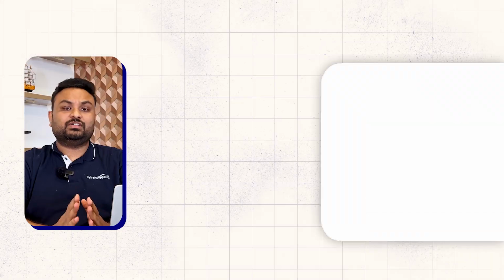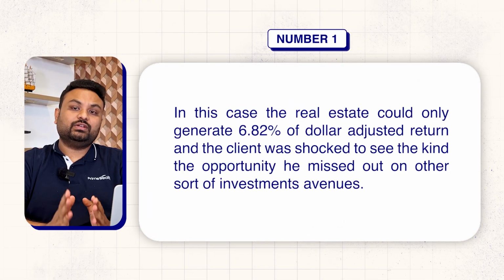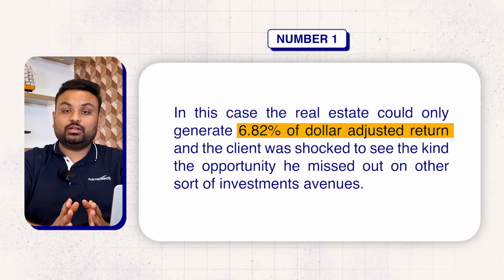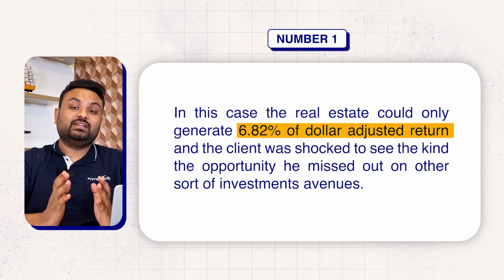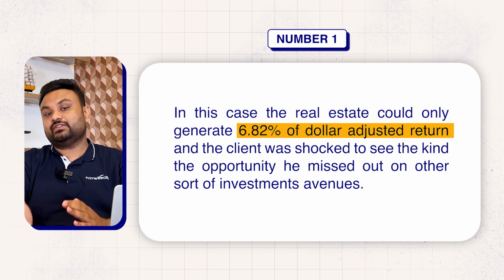So what did you notice in this case? As you can see from the above example, there are 5 main things that I want you to think about and take away with you. First is, in this case, the real estate could only generate 6.82% of dollar adjusted returns, and the client was shocked to see the kind of opportunity he missed out on other sorts of investment avenues.